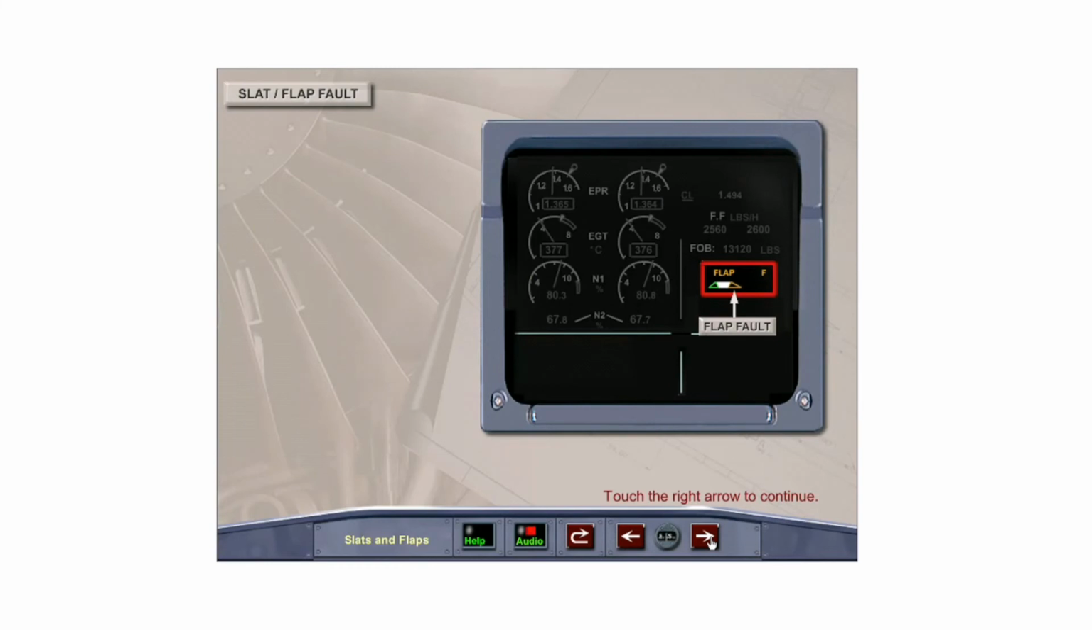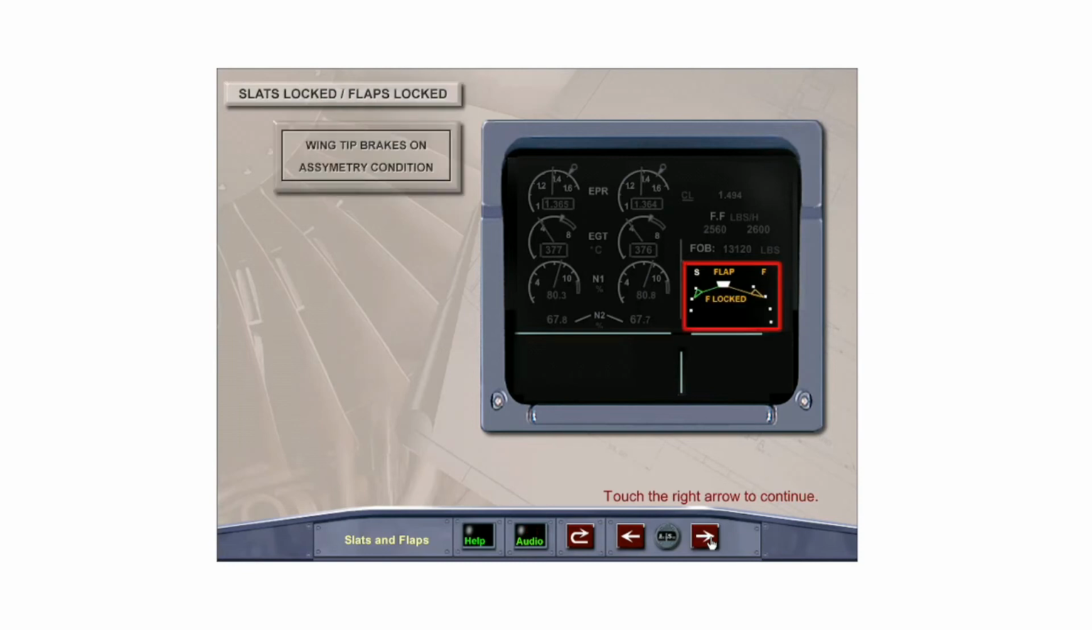If both associated hydraulic systems are inoperative, or there is a fault in the slats or flaps, the flap legend and the position indicators change to amber. The slats locked message or the flaps locked message is displayed along with an ECAM caution when the wingtip brakes are engaged or when there is an asymmetry condition between the slats or flaps.